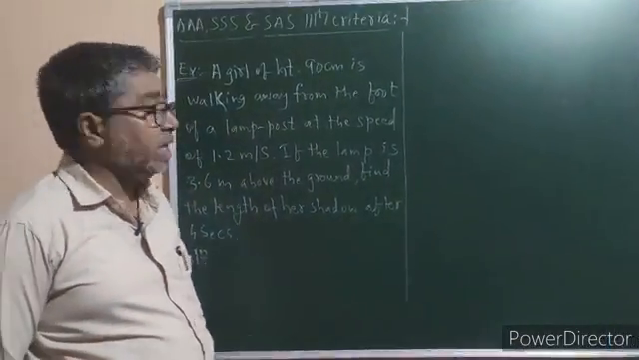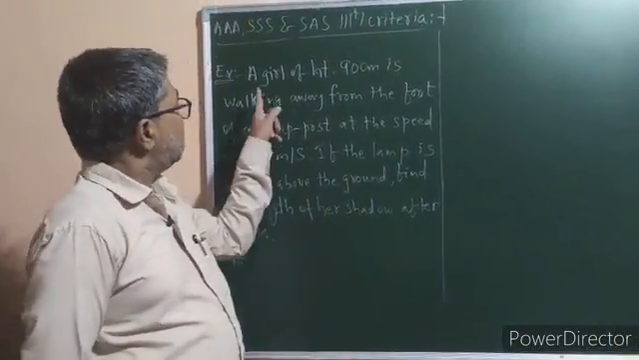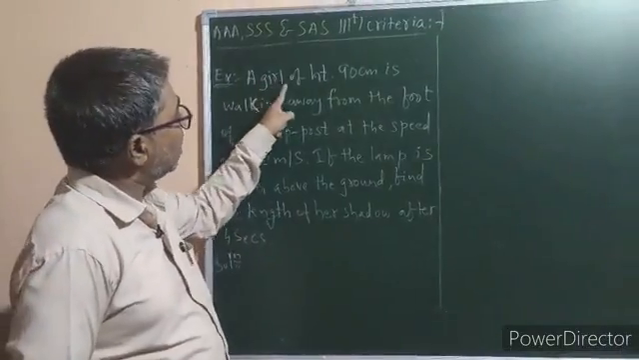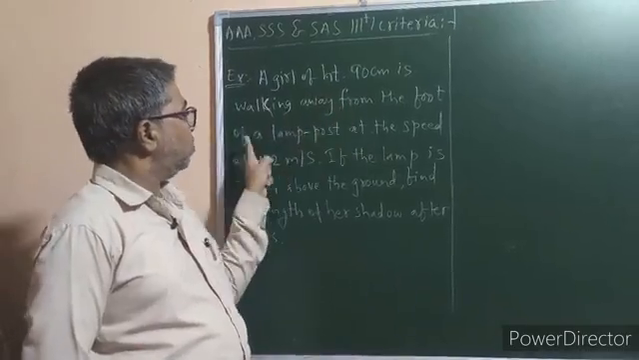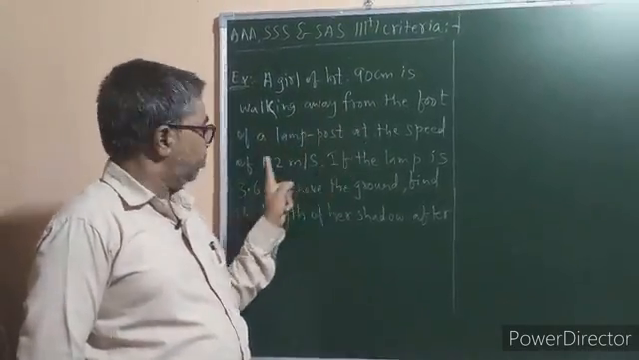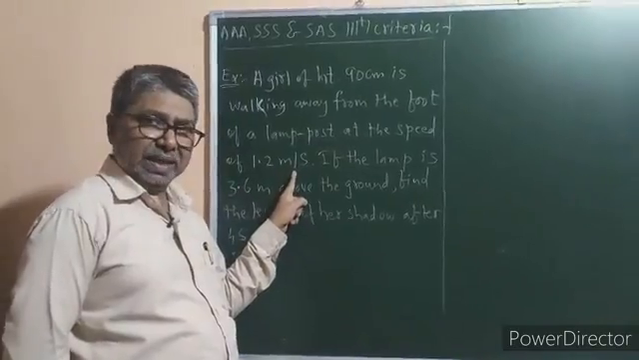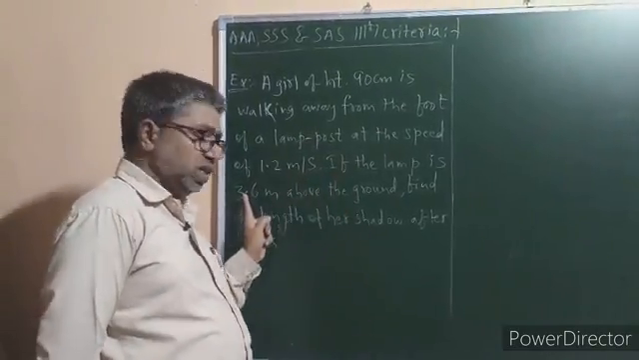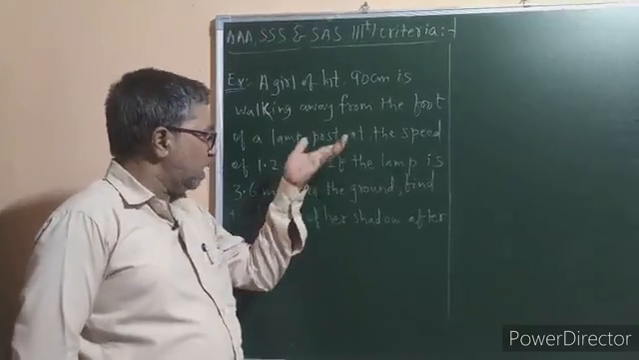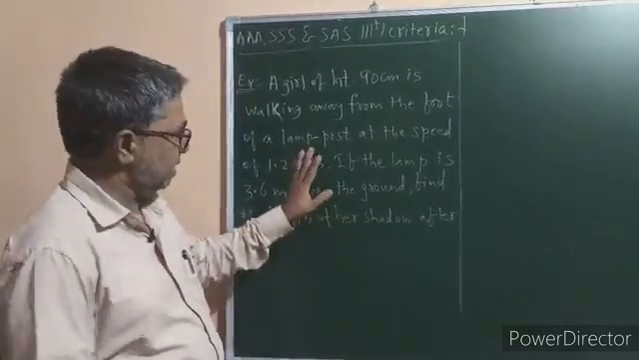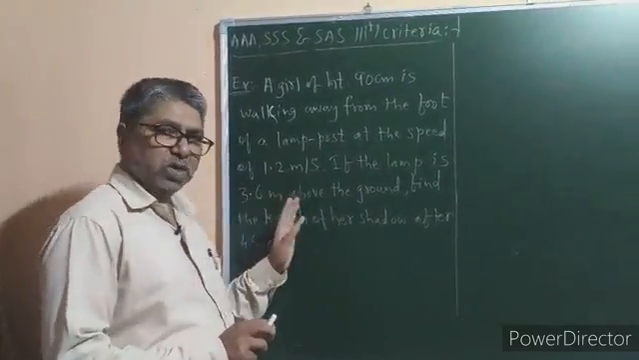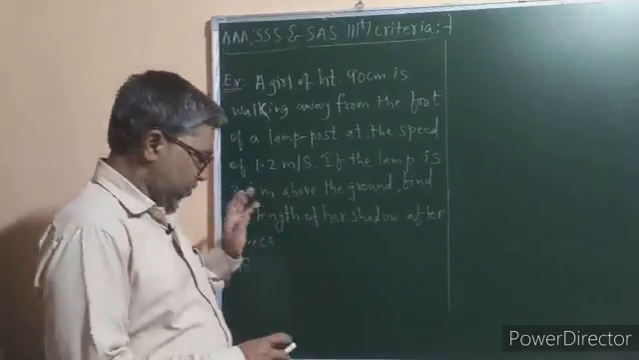So my dear students, let us solve one more example. A girl of height 90 centimeters is walking away from the foot of a lamp post at the speed of 1.2 meters per second. If the lamp post is 3.6 meters above the ground, find the length of her shadow after 4 seconds. This is the example. Now, going through the example, you have to draw the figure.